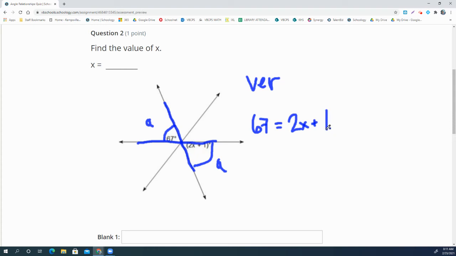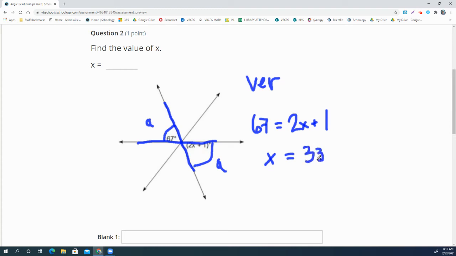So as we get deeper into geometry, we're going to have to take those definitions, right? Those vocabulary terms, and we're going to have to start setting up equations. And then once you set up the equations, you got to be able to solve them. So here we would subtract 1 from both sides, and 2x would equal 66. So x equals 33, I think. Yeah. Did I do that right?